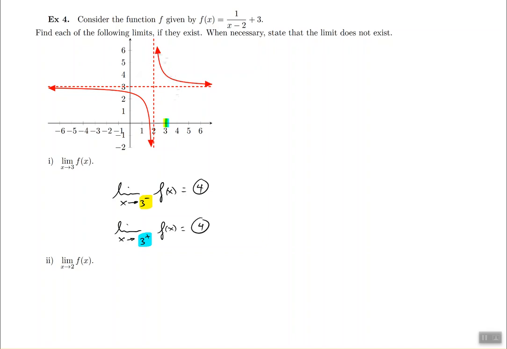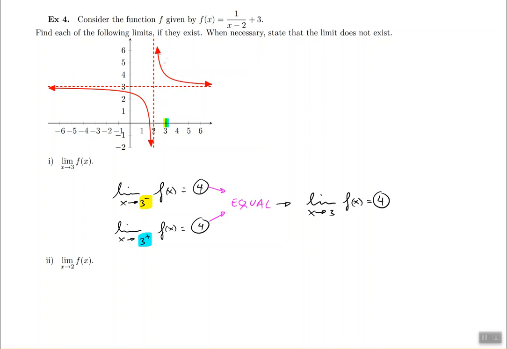So that's great. That means that the left limit and the right limit were equal. That's good, because that means that the limit as x approaches 3 without direction, without plus or minus, is going to be 4. So what does this result mean?